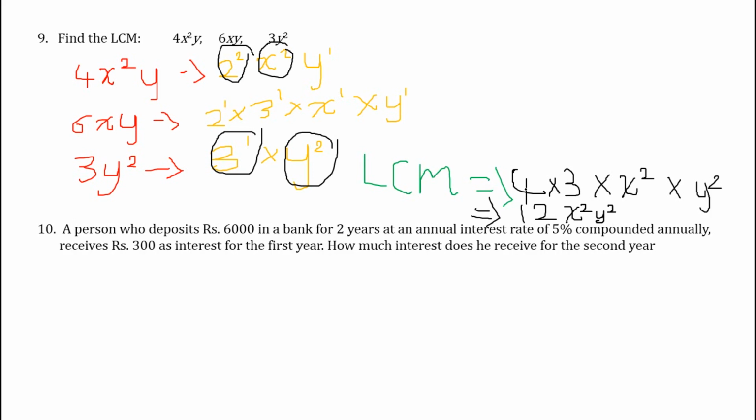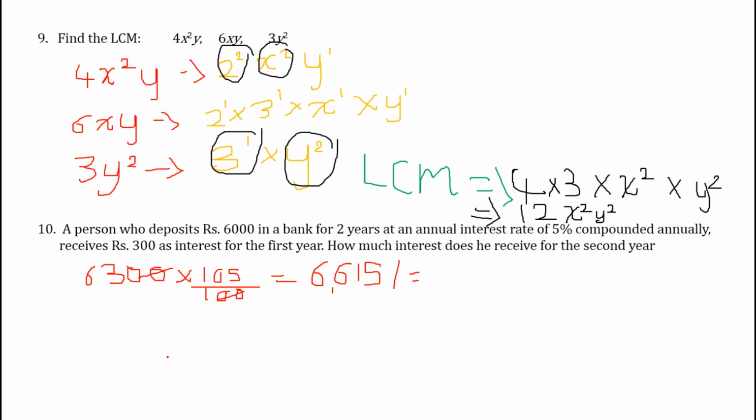And once you get the total amount, you should subtract from it the amount that he had after the first year, that is 6,300. So the amount after the first year is 6,300. You multiply that with 105 over 100. You cancel these two zeros. So when you multiply 63 by 105, you get 6,615, and this is the total amount.